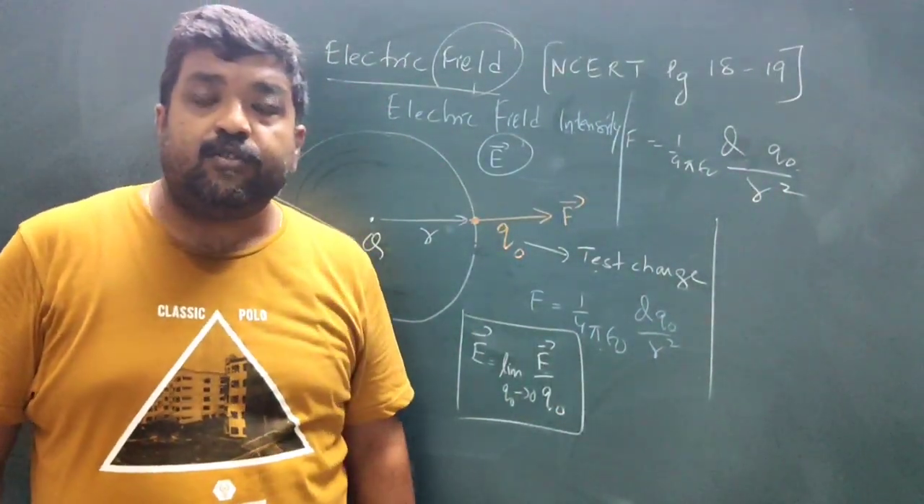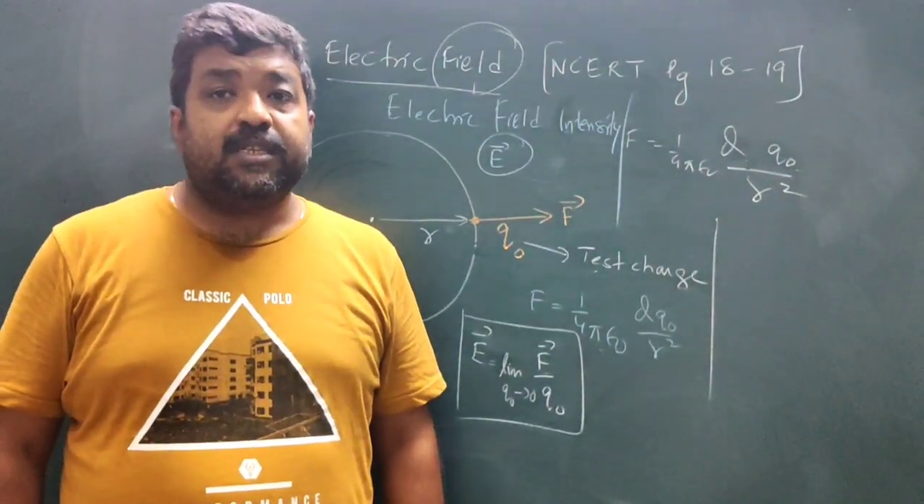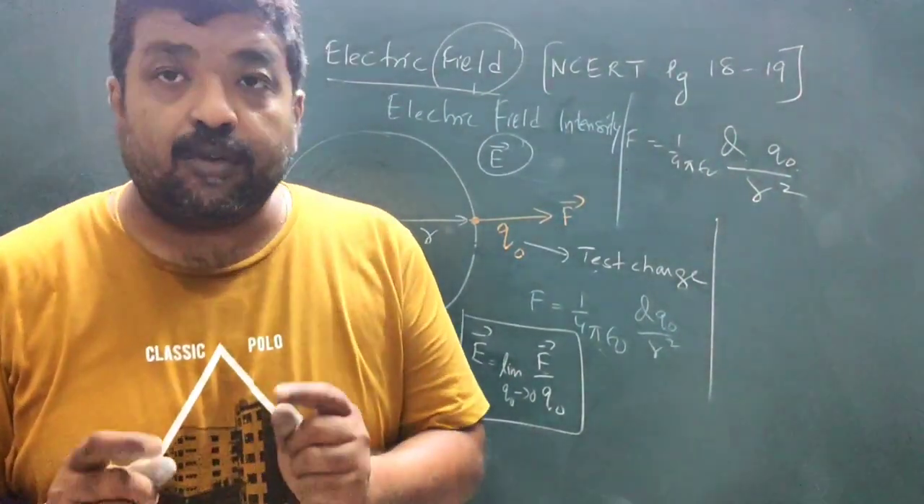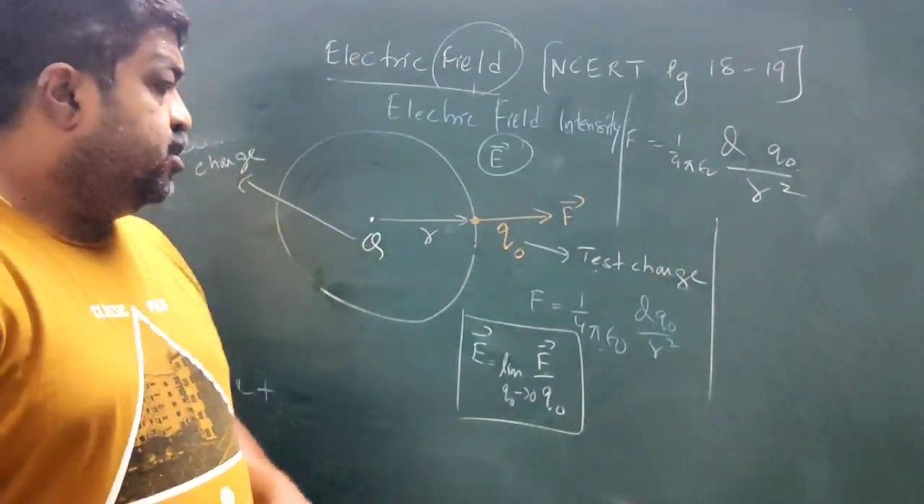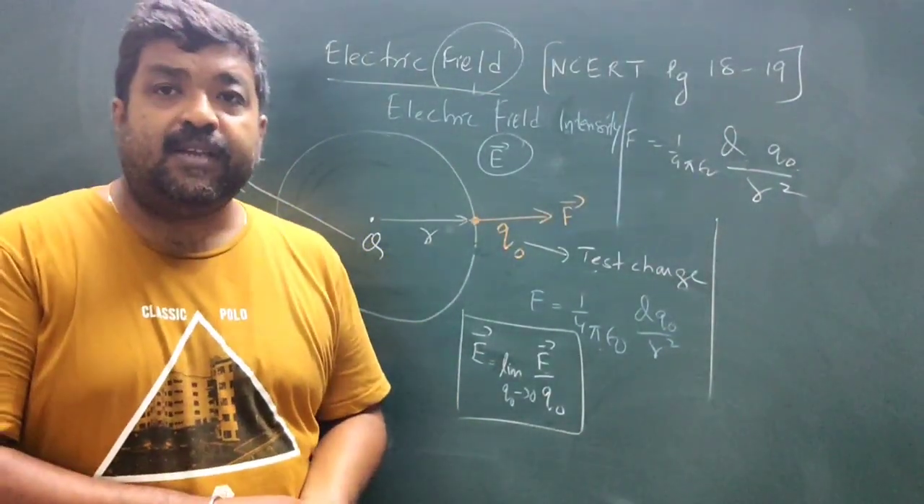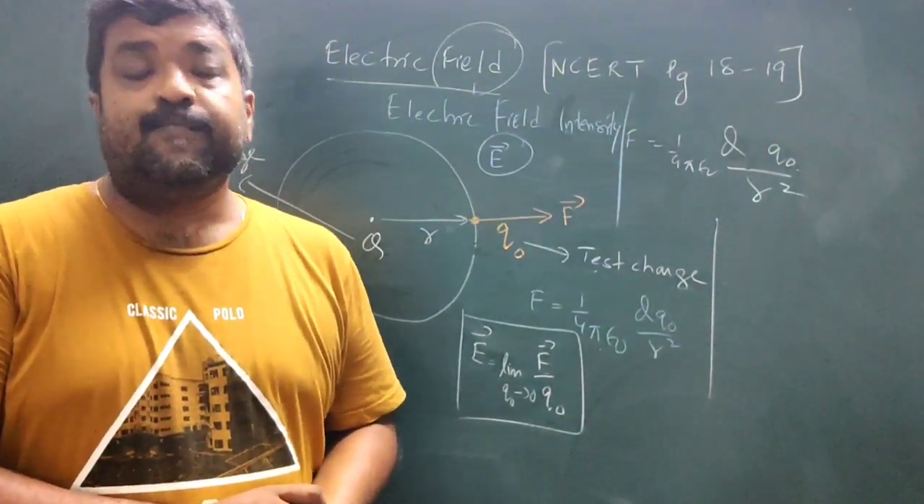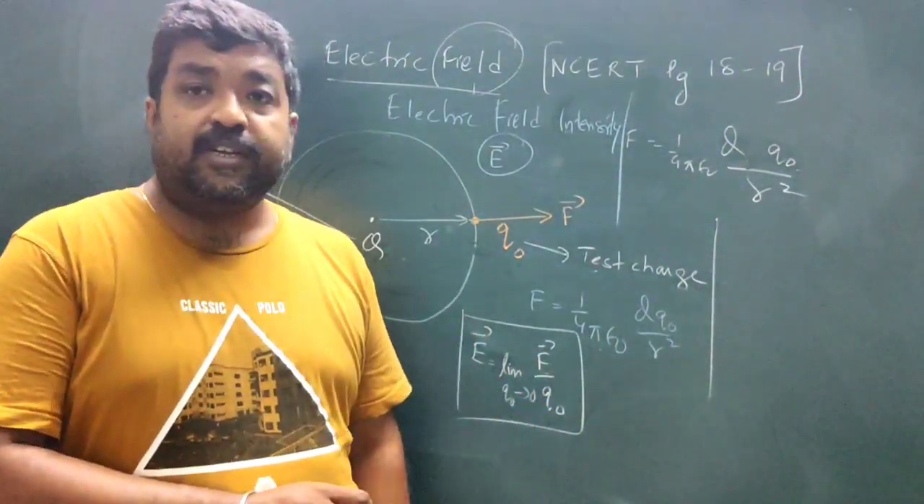What do you mean by Q naught tends to 0? Q naught tends to 0 means test charge is small. Q naught is the test charge and test charge is small. Okay. So this is how mathematically we define electric field. It is defined as force experienced per unit test charge.